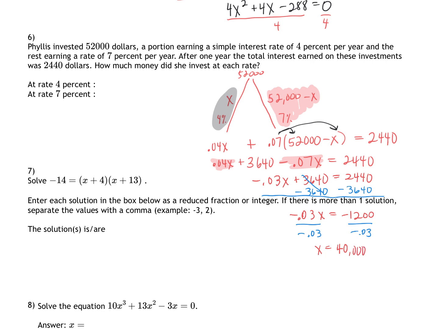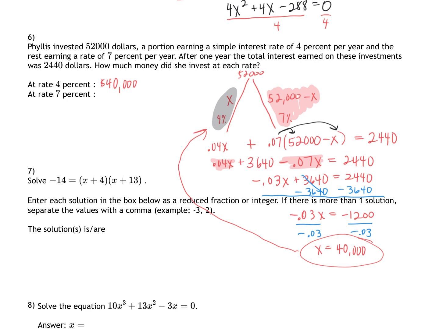Okay, so one of the accounts we invested 40,000 in. We're going to figure out which one by going back to our chart. X is 40,000. The one on the left was the 40,000, and notice I associated that with 4%. So at 4%, I invested 40,000.